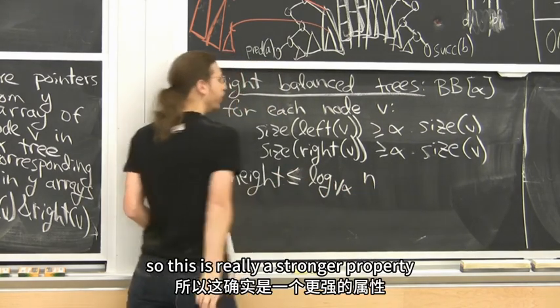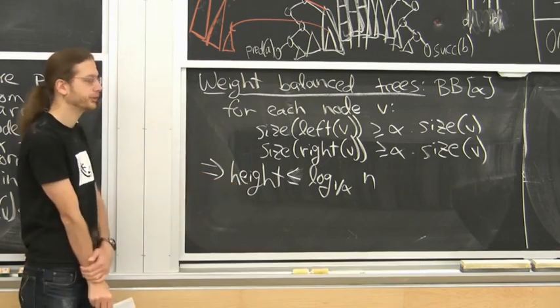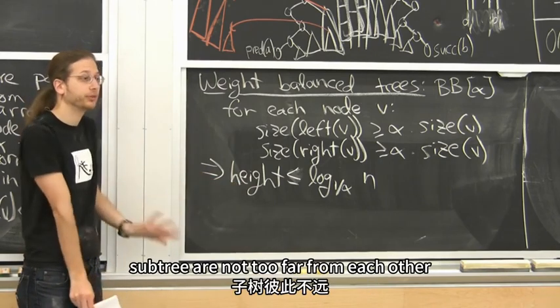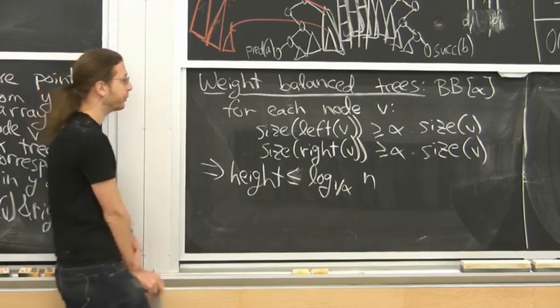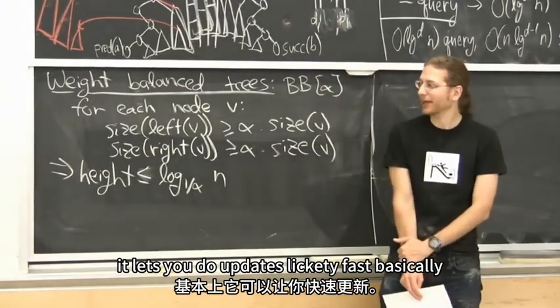So this is really a stronger property than height balance. It implies that your heights are good. So it implies the height of the left and the right subtree are not too far from each other. But it's a lot stronger. It lets you do updates lickety fast, basically.